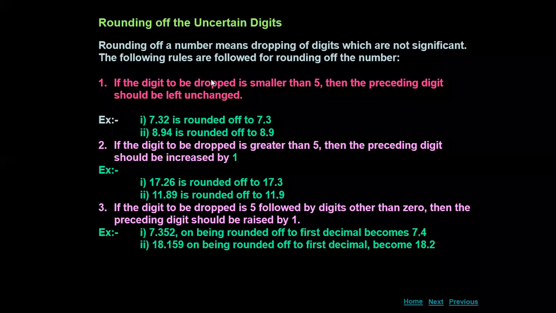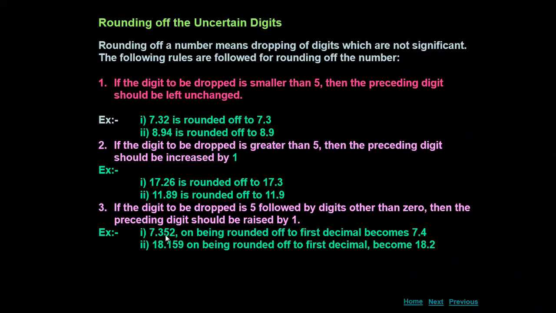Now, if the digit to be dropped is smaller than 5, we are not changing anything; directly 7.32, if it is there, we write 7.3. No more issues here. If the digit to be dropped is more than 5, we increase the preceding digit by 1 unit and write it. If the digit to be dropped is 5 only, then what do we have to do? We will look at whether any zeros or any non-zero digits are after it. See here in this example, the digit to be dropped is 5. If I have to drop this 5, we will look at what is after that. 2 is there.